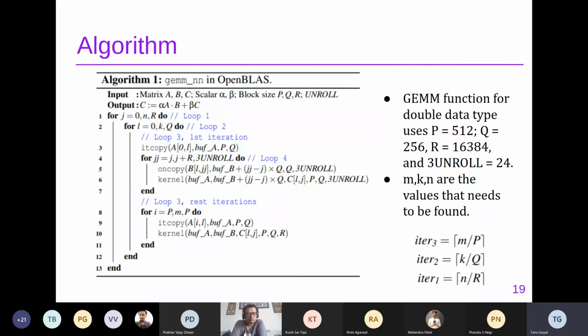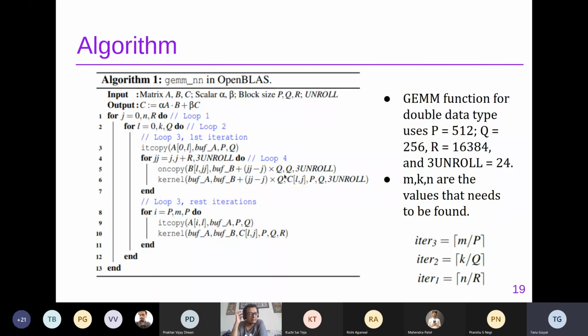It is a 3-loop process where, as discussed previously, the matrix sizes are reduced so that they can fit inside the buffer. As discussed previously, we are using an open source implementation of this matrix multiplication. So we already know P, Q, R, and the 3 unroll values, which are the block sizes used in the caches. The values are either known or can be reverse engineered because it is an open source implementation. What we want to find are the values of M, K, N, which are the matrix parameters.